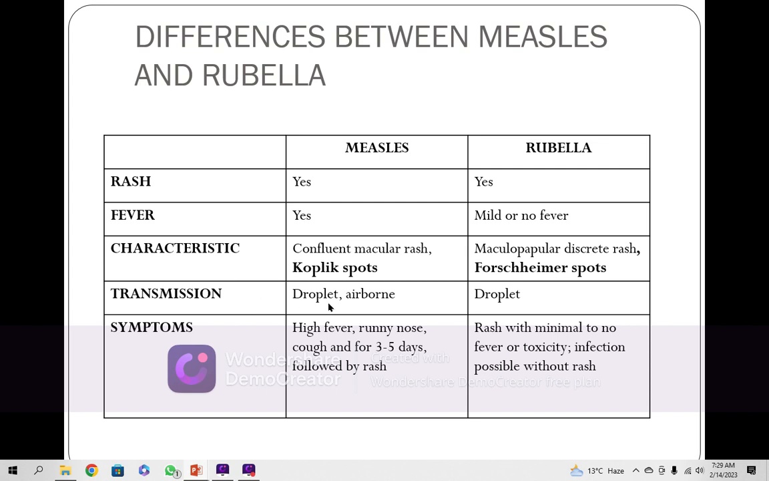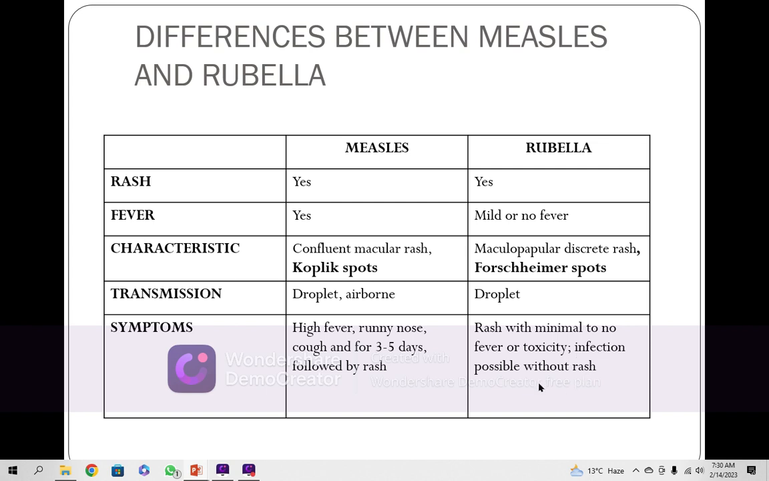Transmission is through droplet infection and airborne in measles. In rubella it is droplet infection, not airborne. Measles symptoms: high-grade fever, running nose, cough for 3 to 5 days, followed by rash. Rubella: rash with minimal to no fever or toxicity. The rash is more important than the fever. Here in measles the fever is more than the rash. Infection is possible without rash.